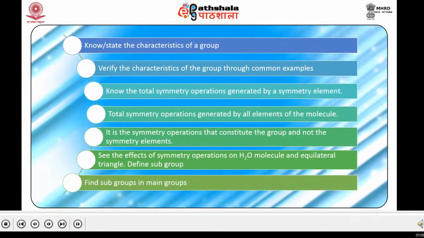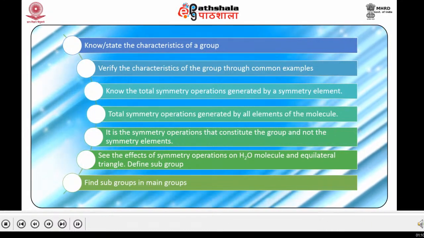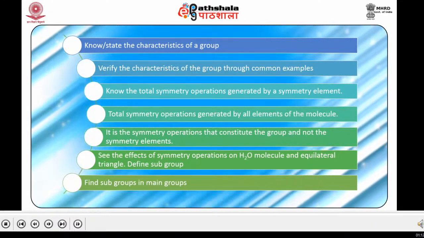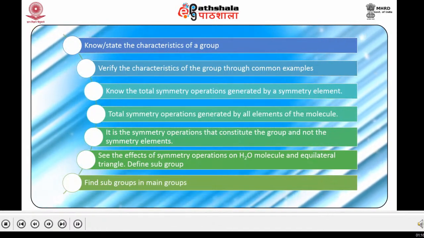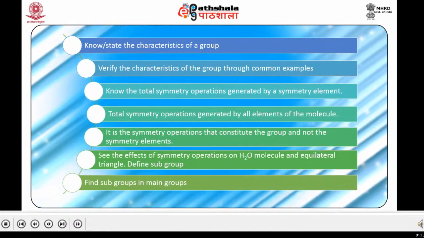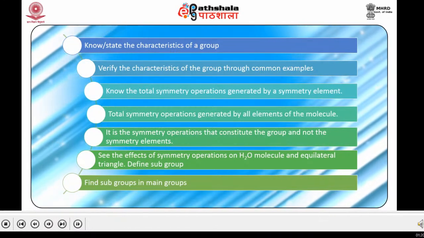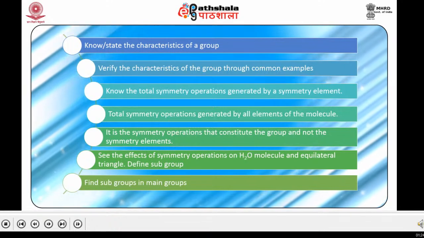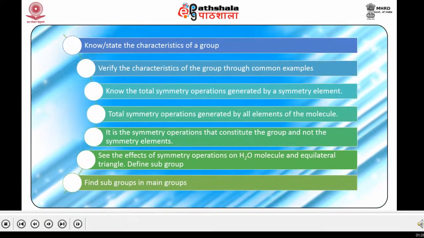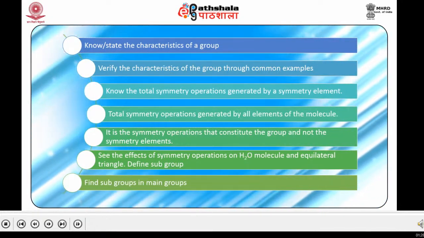After studying this module, you will be able to know or state the characteristics of a group. Verify the characteristics of the group through common examples. Know the total symmetry operations generated by a symmetry element. Also know the symmetry operation generated by all elements of the molecule.